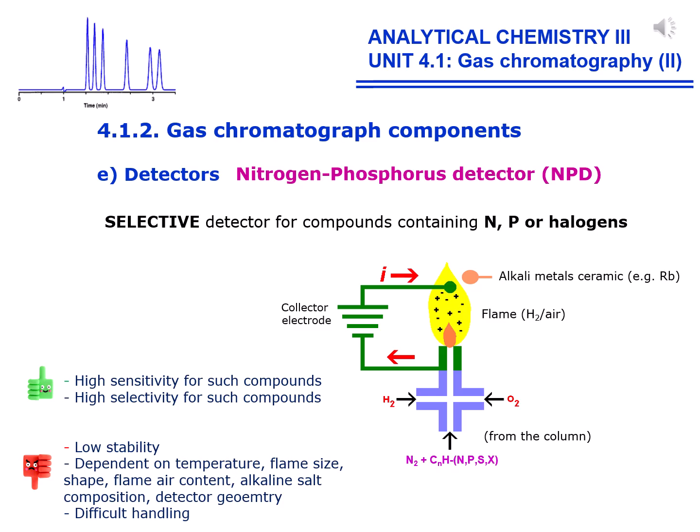Nitrogen phosphorus detector, NPD. It's a modification of the previous detector, FID, in which the only difference is that it contains a salt or ceramic of an alkali metal, usually rubidium, close to the flame. The presence of the salt causes the flame conductivity to increase significantly and specifically when compounds containing nitrogen, phosphorus, or halogens pass through the detector. Hence, it's a selective and sensitive detector for compounds and molecules containing these elements.